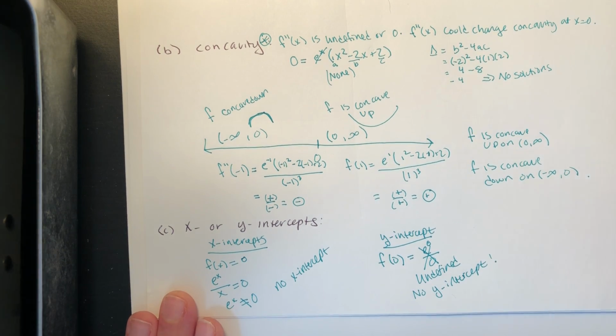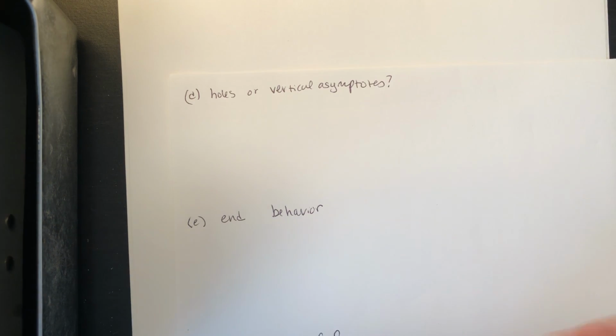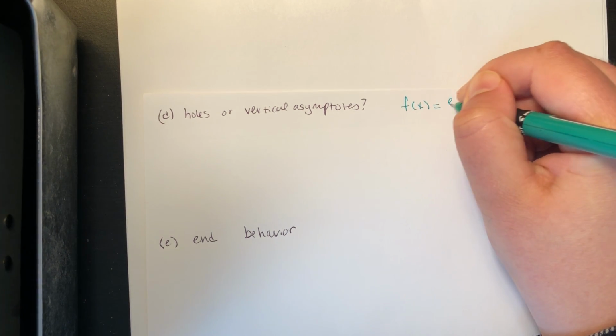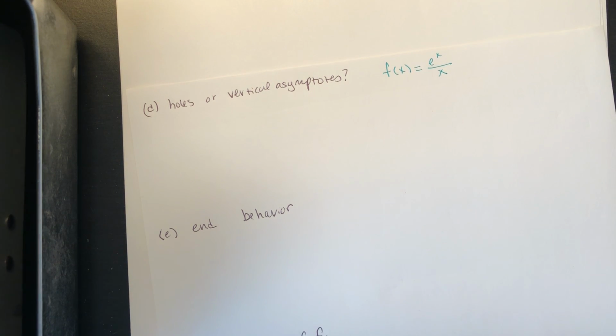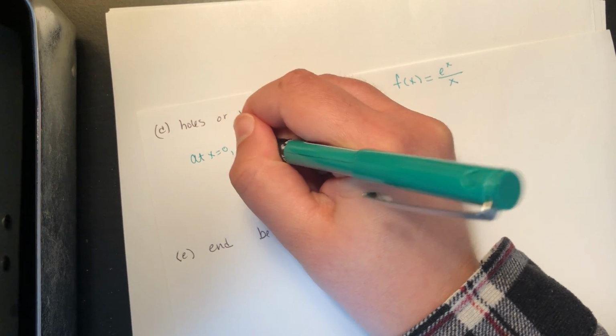Okay, cool. So that tells us some information. Now we move on to any holes or vertical asymptotes. Just as a reminder, the function we're talking about is e to the x over x. So holes or vertical asymptotes only happen when the function is undefined, right? That only happens at x equals 0. f is undefined.